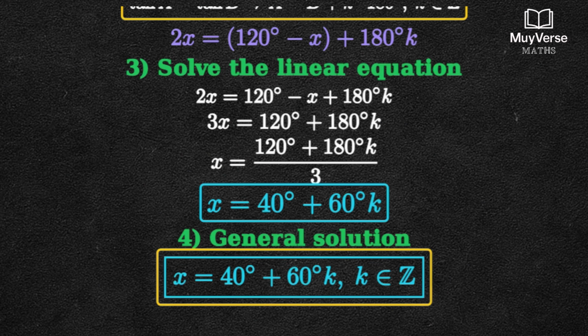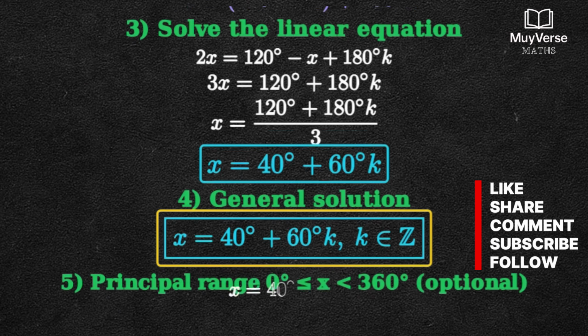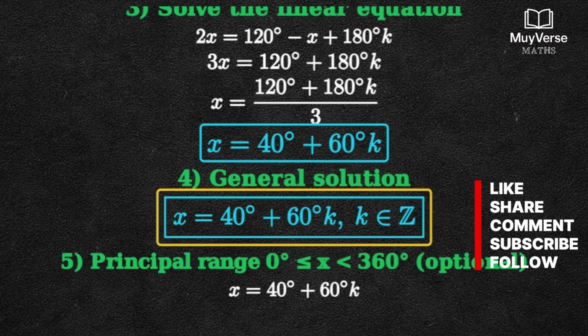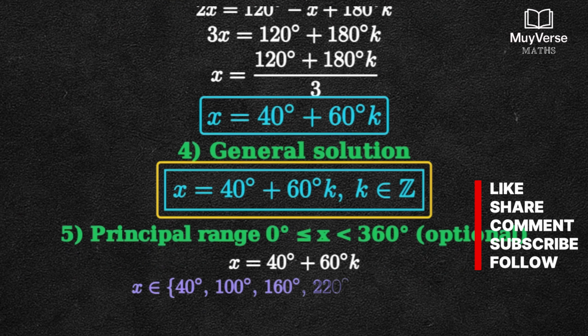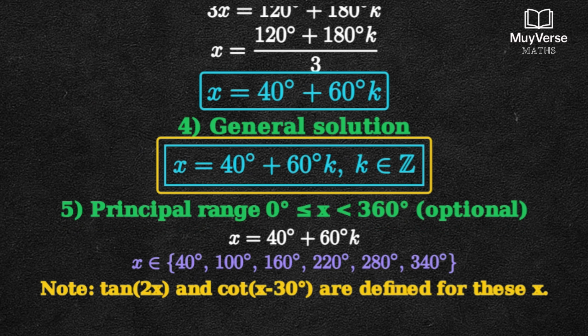Step 5. Optional. If you want solutions in the principal range from 0 inclusive to 360 degrees exclusive, plug in k equals 0, 1, 2, 3, 4, and 5. The angles are 40, 100, 160, 220, 280, and 340 degrees. These values avoid tangent undefined points automatically, so the set is valid.